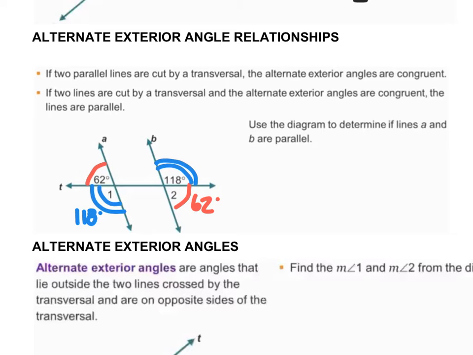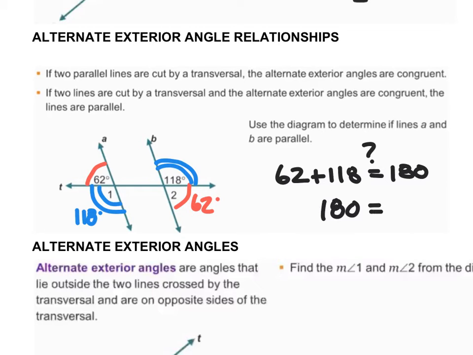So let's take 62 plus 118. Do we get 180? Okay, that's the question. So 62 plus 118, 2 plus 8 is going to give me 10. So 120 plus 60 is 180. So yes, this does check out. 180 is equal to 180. So this is true, okay? So lines A and B are in fact parallel, okay?